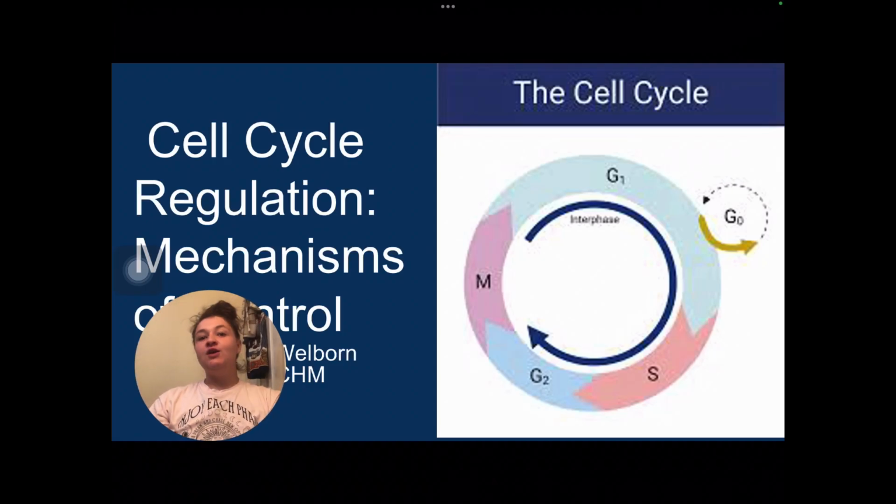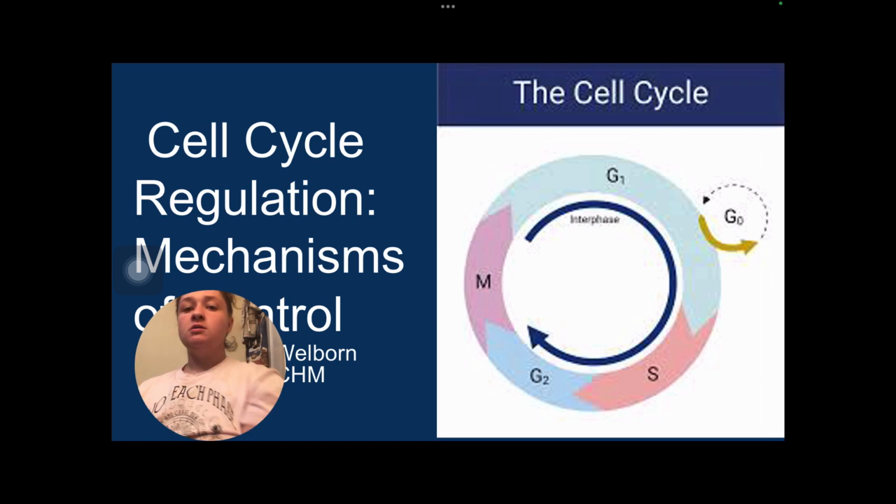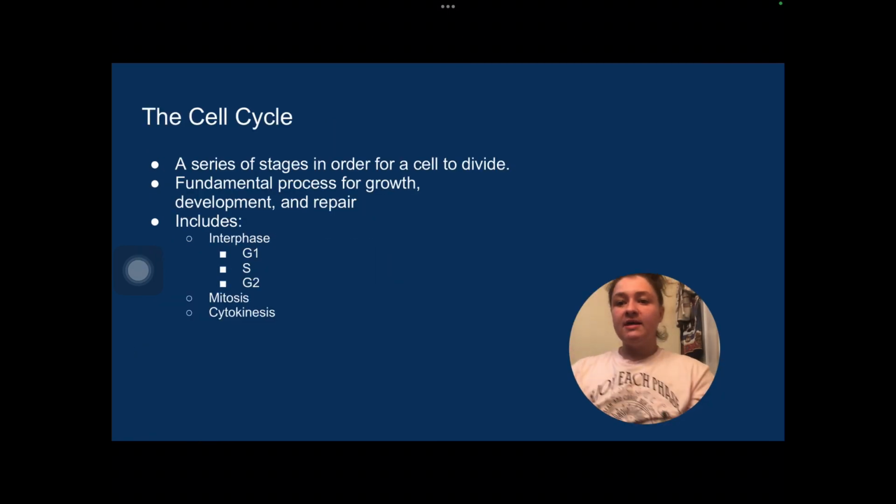Good afternoon, and thank you for joining me as we talk about the cell cycle and its regulation, mechanisms of control. To start, the cell cycle is a fundamental process by which a single cell grows, duplicates its genetic material, and divides into two daughter cells.